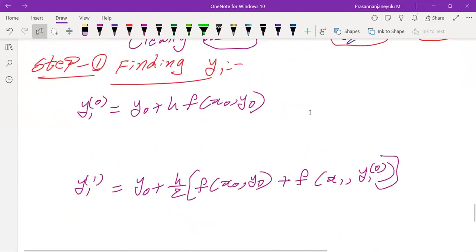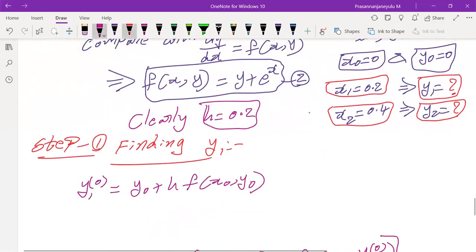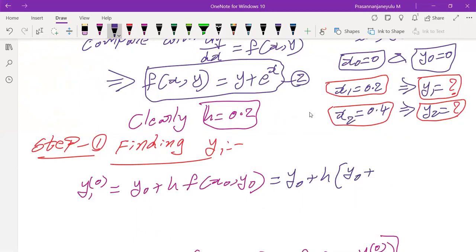Now we are going to find our zeroth approximation of y1. What is the formula of f of x comma y? Here I am writing y naught plus h into f of x comma y, where f of x comma y is y plus e power x. In place of x and y we have x naught and y naught in the function, so writing the formula in terms of x naught and y naught, f of x naught comma y naught becomes y naught plus e power x naught. How am I getting this? In equation number 2, I am substituting x naught and y naught in place of x and y.